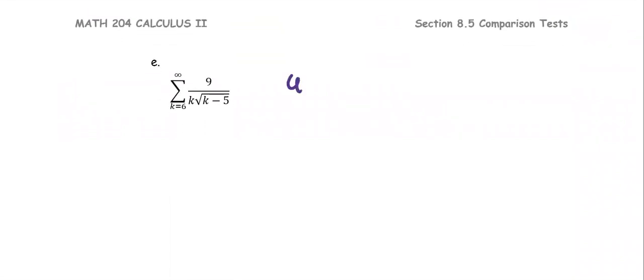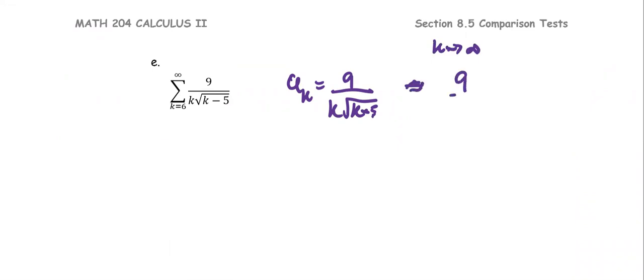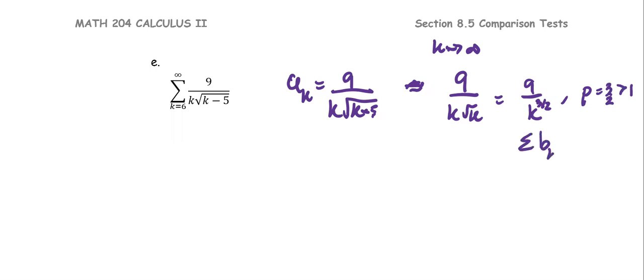Another example: a_k equals 9 over k times the square root of k minus 5. As k approaches infinity, this a_k approaches the term with numerator 9 and denominator k square root k, or 9 over k to the power 1 plus 1 half, or 3 halves. Compare with the p-series where p equals 3 over 2, which is greater than 1. We know that the series b_k, or the p-series, converges by the p-series theorem.